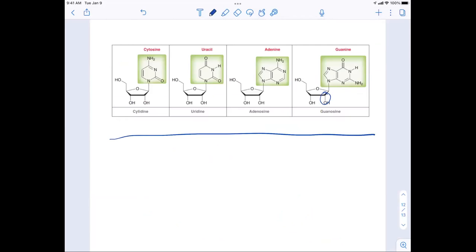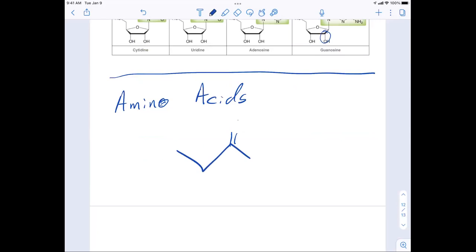Yeah. Okay, I want to just introduce amino acids, and then we'll finish up amino acids and proteins next time. The idea of an amino acid is just a carboxylic acid with an amine on it, right? So it's just this basic structure.